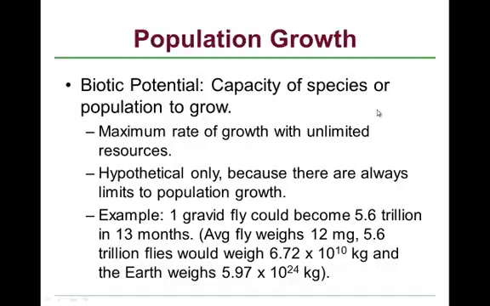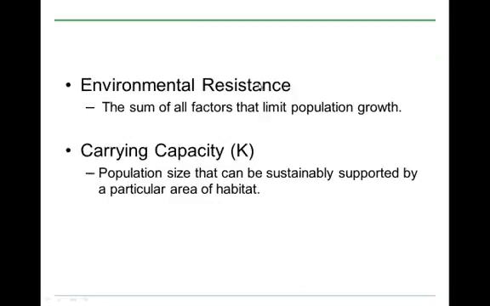Let me give you a couple more terms. The first of these would be environmental resistance. Now, we know that most organisms don't realize their biotic potential, and the reasons they don't, not one reason but many reasons, we can sum up as environmental resistance. Environmental resistance can be called the sum of all factors that limit population growth.